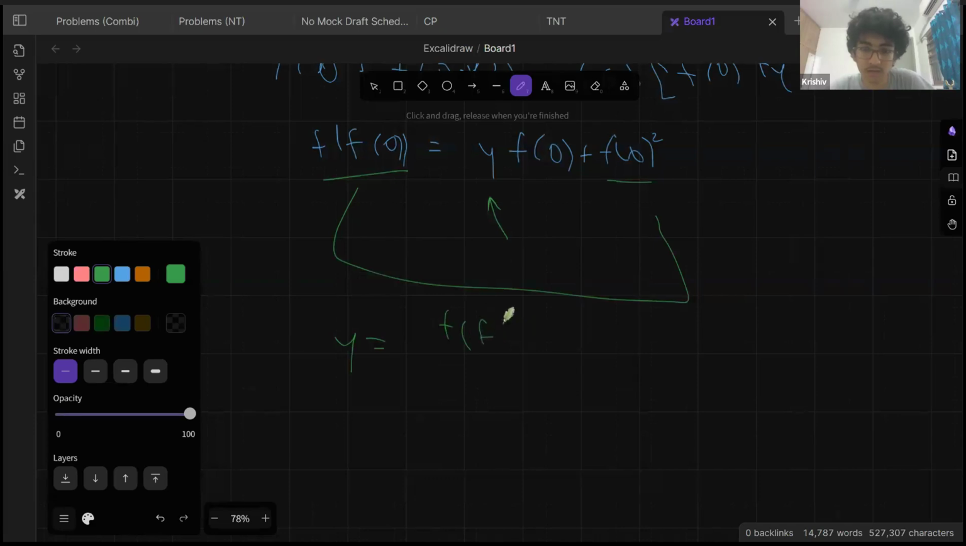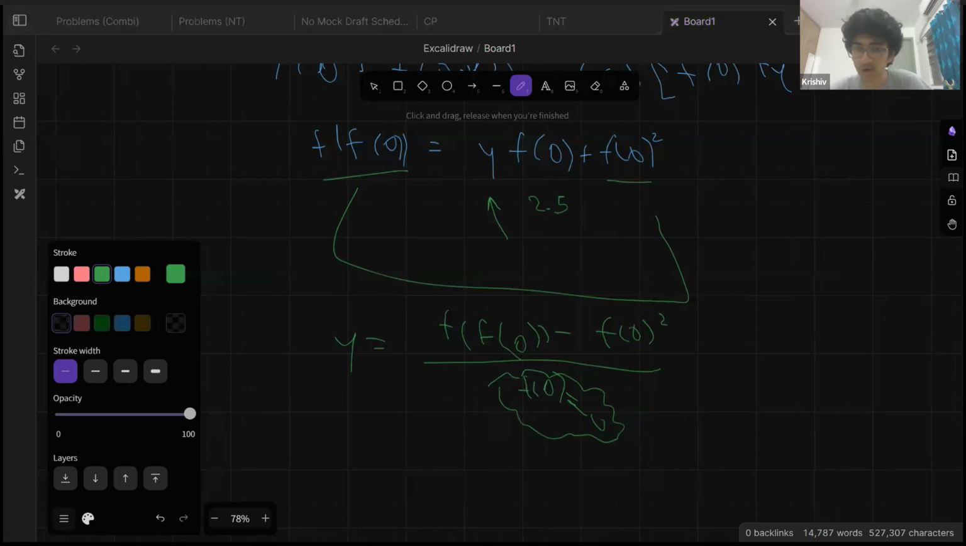So y is equal to f of 0 minus f of 0 squared, over f of 0, right? But y is variable, so this can't happen. The only way this can't happen is when f of 0 is 0, because then this thing becomes undefined, and that's the only time this thing becomes constant. If f of 0 is say 2.5 or something, then we get 2.5y is some constant, which is not happening.